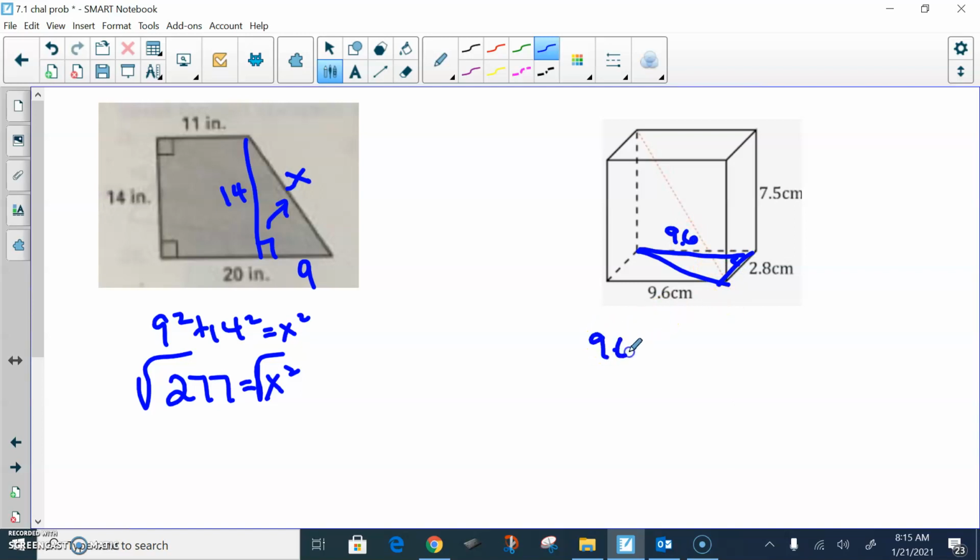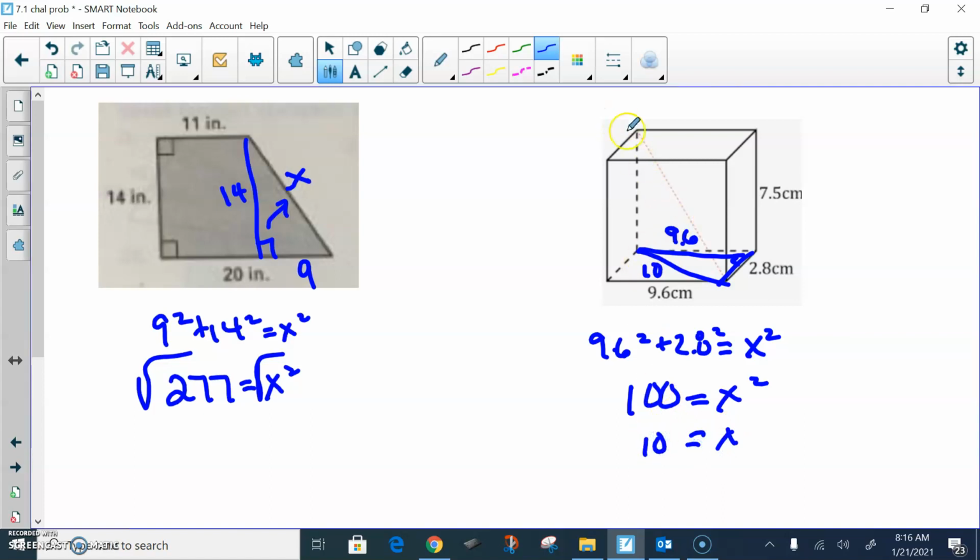So we're going to say 9.6 squared plus 2.8 squared. This one has decimals, so we're going to give it a decimal answer. Equals x squared. 9.6 squared plus 2.8 squared gives me 100. Oops, looks like we're not going to need a decimal. Equals x squared. So it looks like our diagonal is going to be 10.